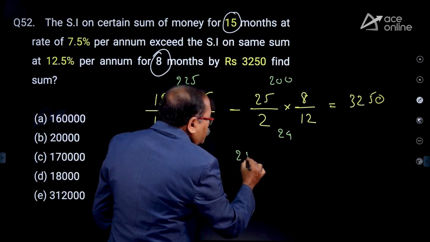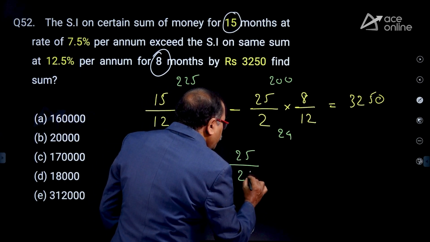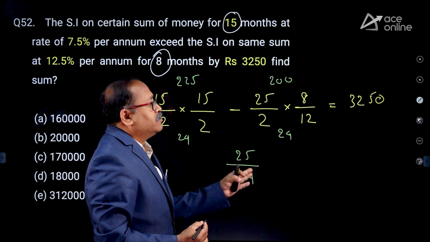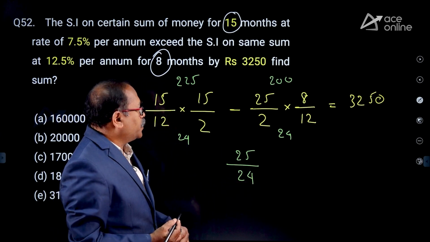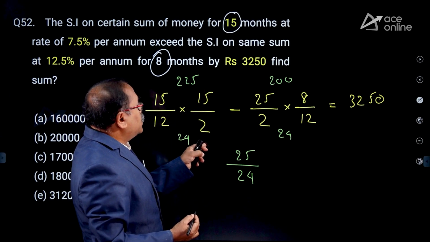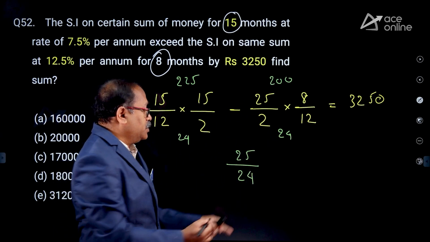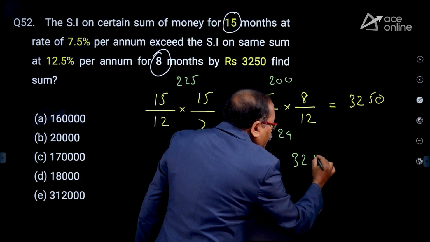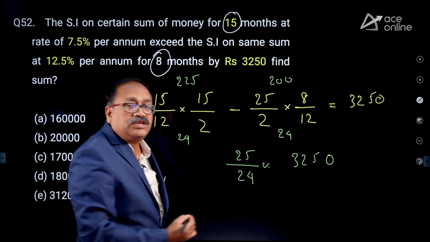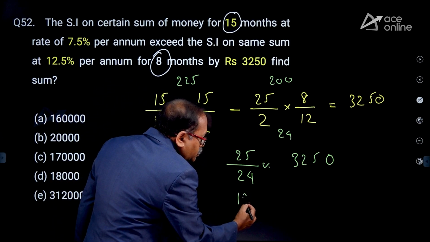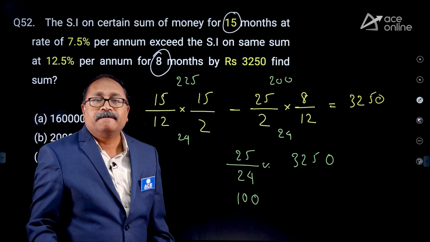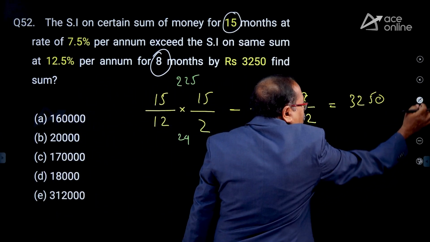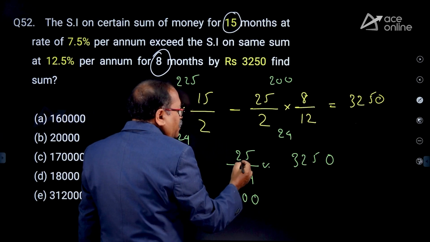Let me write down over here, 25 by 24 of P. I'll call it the principal, or you can see that this is percentage and this is percentage. So this much percentage is equal to 3250. Then what is your principal? In other words, what is your 100%? That's over here. Okay, small calculation is left. Why not complete that part also?